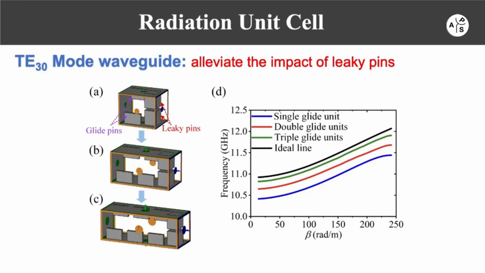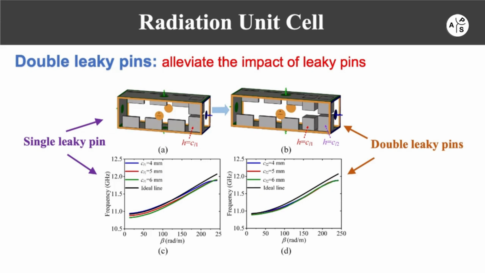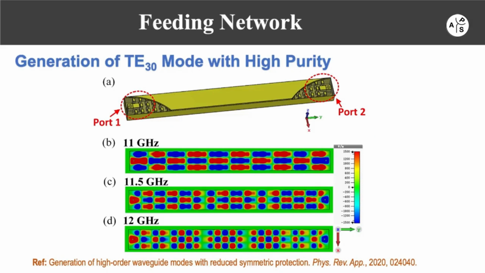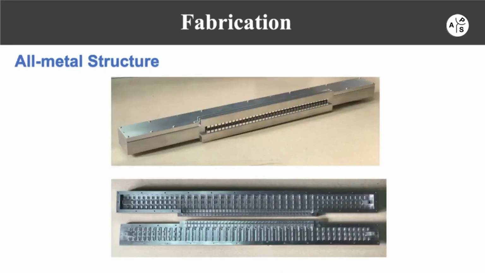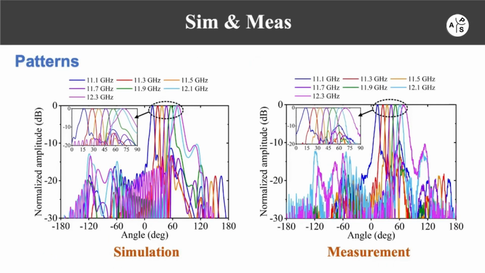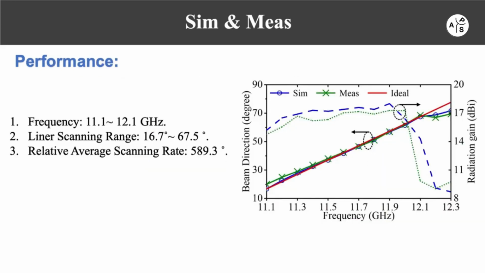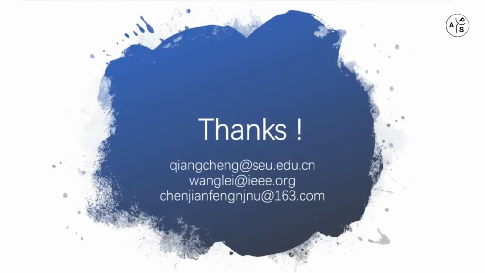To alleviate the negative impact of the leaky pins, we copied the unit cell along the horizontal direction and proposed TE30 mode as the guiding mode. In the meanwhile, double leaky pin structure is used to reduce this negative impact further. A TE30 mode feeding network is designed using the method introduced in the reference. An all-metal prototype is fabricated and measured. By comparing the simulated and measured results of our proposed leaky-wave antenna, we demonstrated the ability of linear beam sweeping with high scanning rate. For more details, please read our published paper.